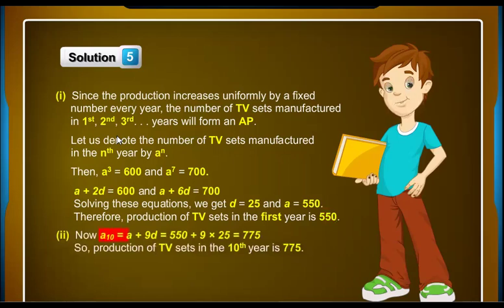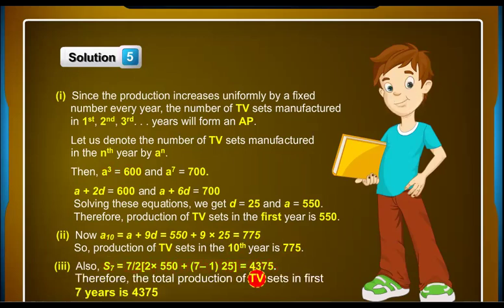2. Now, a10 = a + 9d = 550 + 9 × 25 = 775. So, production of TV sets in the 10th year is 775. 3. Also, S7 = 7/2 [2 × 550 + (7 - 1) × 25] = 4,375. Therefore, the total production of TV sets in the first 7 years is 4,375.